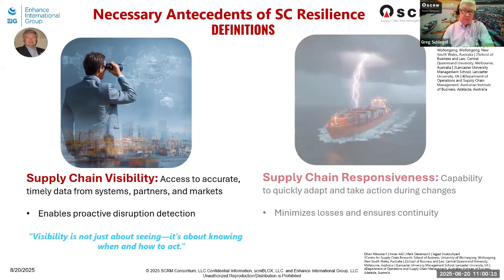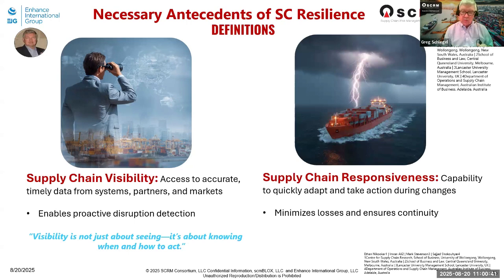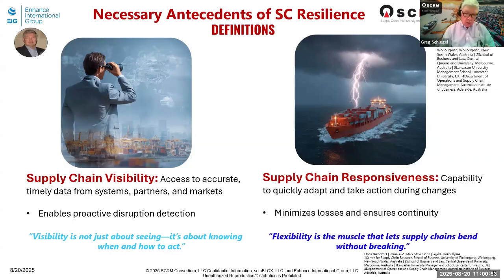Let's talk about another term. Responsiveness. What is that? Capability to quickly adapt and take action during changes. So it minimizes the losses and ensures business continuity. Responsiveness is a muscle that lets the supply chain bend without breaking. So visibility, responsiveness. Let's keep going.